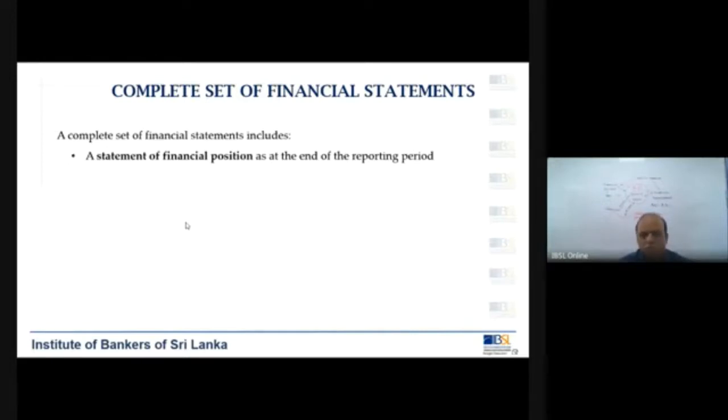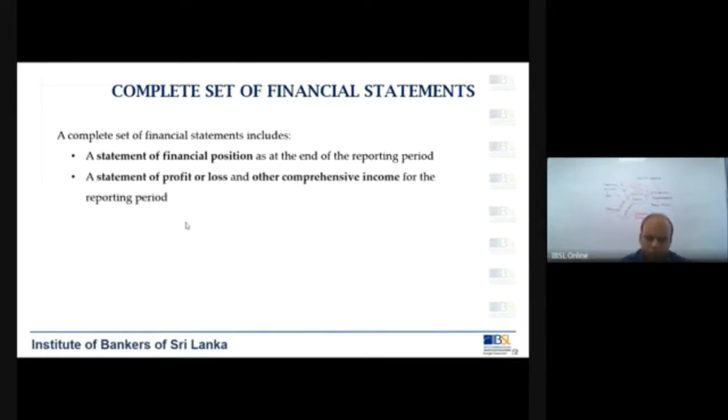So the statement of financial position is actually for a particular date, and it is mostly the end of the reporting period. Then a statement of profit or loss and other comprehensive income. Now this is basically your P&L.